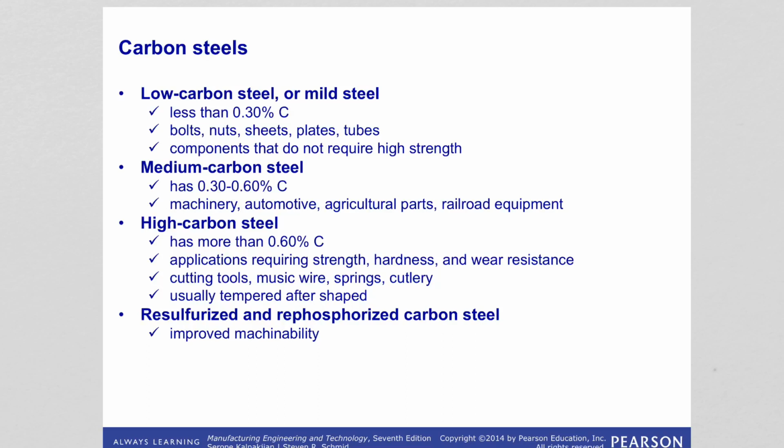Okay, and then resulfurized and rephosphorized carbon steel, characterized by the first two digits being 11 and 12. Basically, these contain sulfur and phosphorus, and they improve the steel's machinability. Okay, that's it.